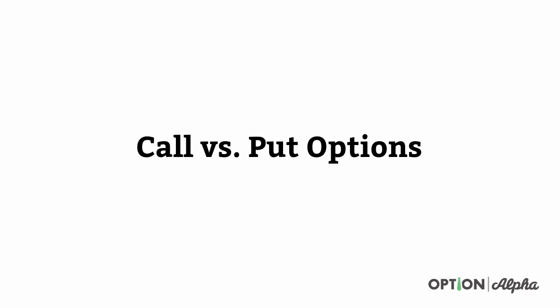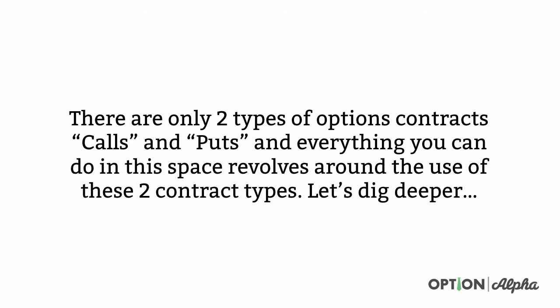And again, I think this is really important that you take the time, as you're early in your options trading career or if you're new to options trading, to really understand the differences between these two, because these are the building blocks for everything that we can do as a trader. So again, there's only two types of options contracts. We've got calls and puts, and everything that you can do in this space revolves around the use of these two contract types. So let's dig a little bit deeper.